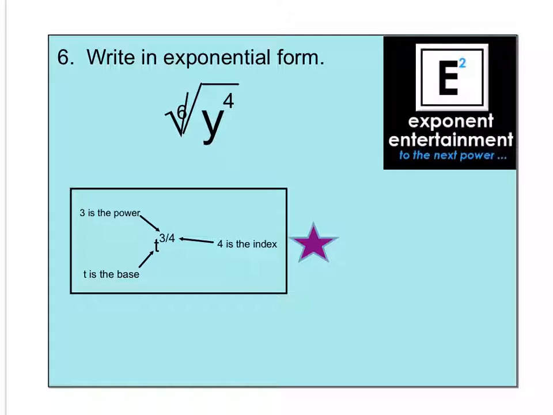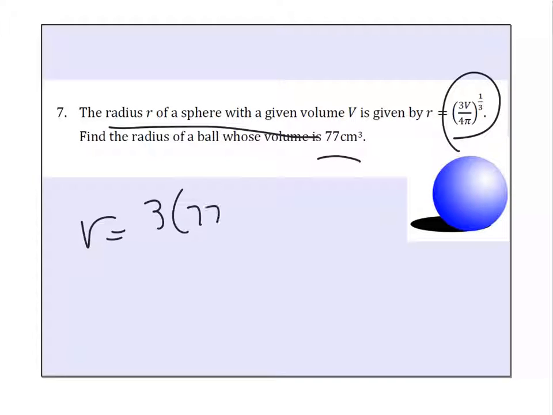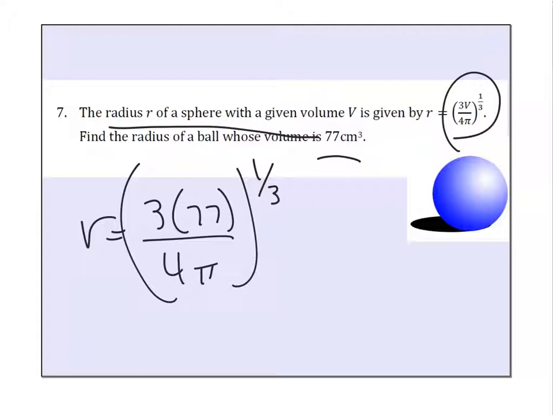If I write this in exponential form, this would be y raised to the 4 divided by 6. That's all I'm looking at. The radius of a sphere with a given volume is figured out by this formula. Find the radius of a ball whose volume is 77. So the radius is equal to 3 times 77 over 4 pi, that whole thing raised to the 1/3 power. Basically, you're taking the cube root of it.